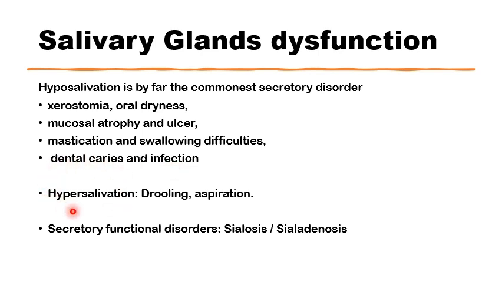Hypersalivation is not so common, but when it happens, you will get drooling, and if it is posterior hypersalivation, you may get aspiration. Other secretory functional disorders of the salivary glands could present like sialadenosis or sialosis, when there is a disturbance in the secretory and synthesis mechanisms of the protein granules in the major salivary glands, particularly the parotid, producing parotid enlargement and several other disorders.